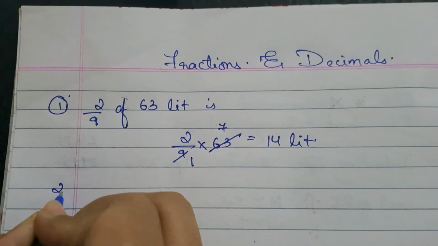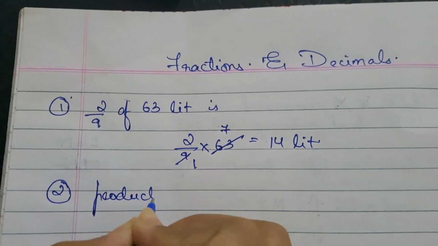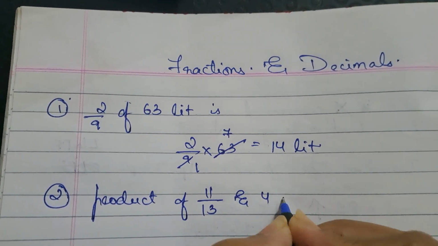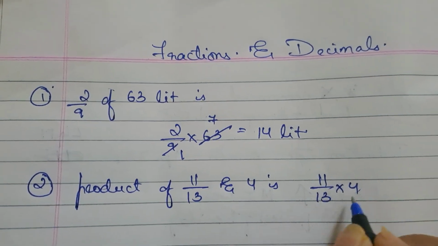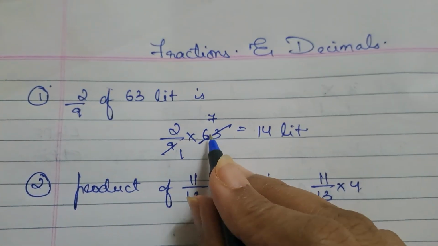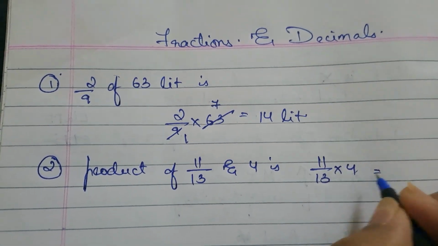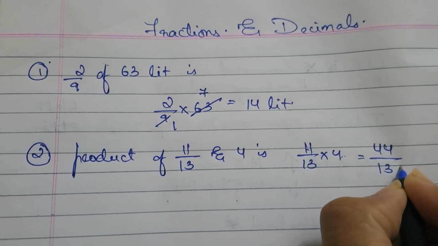Okay, going ahead to the next one, it says the product of 11 upon 13 and 4 is, that means 11 upon 13 times 4. Nothing can be reduced in here. Here 9 and 63 came in the same table, so I was able to reduce it, but here nothing can be reduced, so it becomes 11 fours are 44 upon 13 is the answer that you will have.